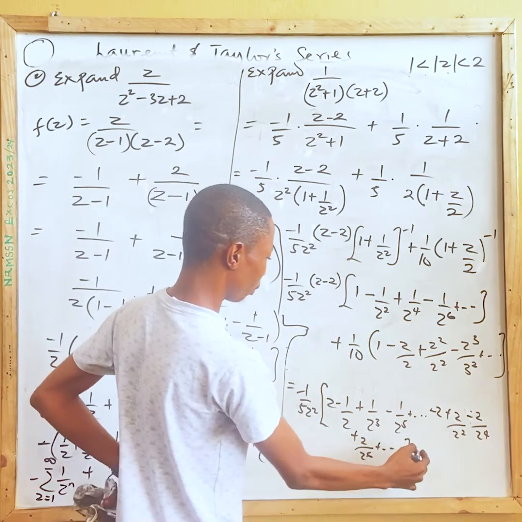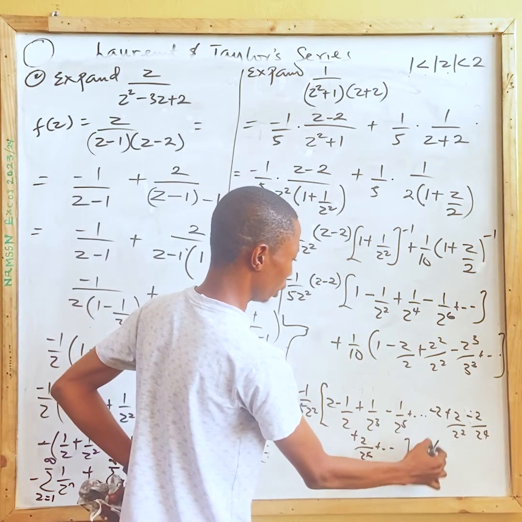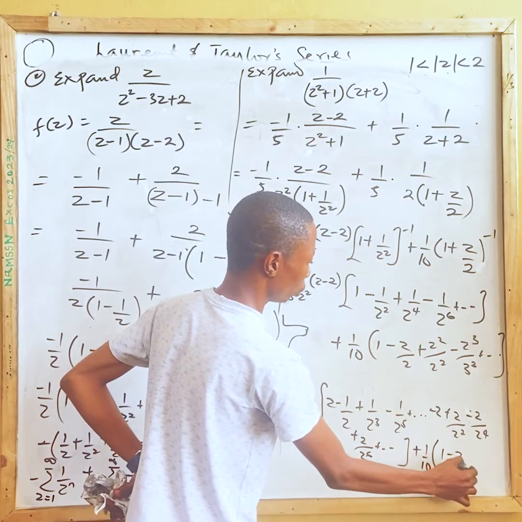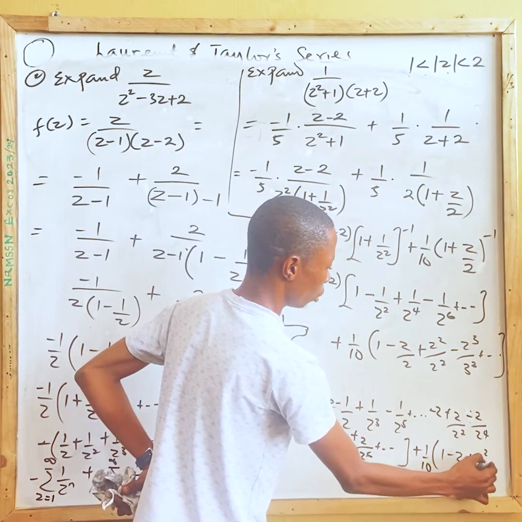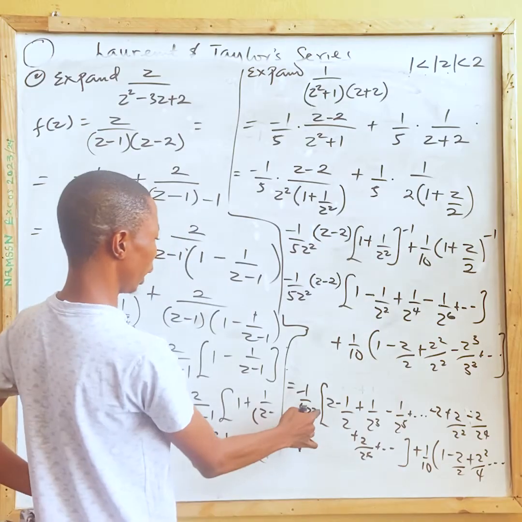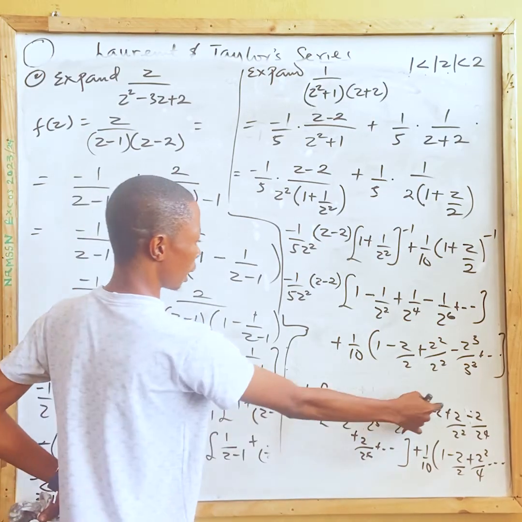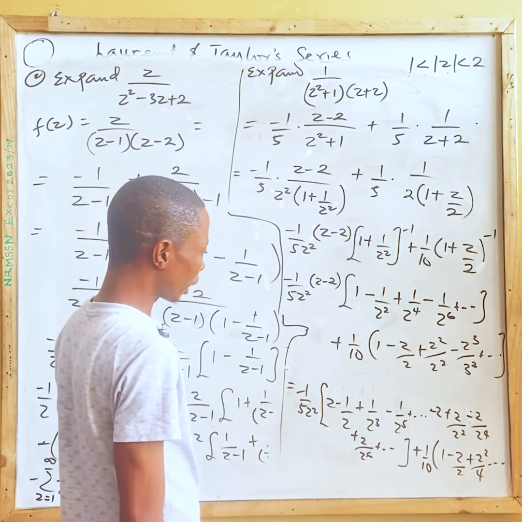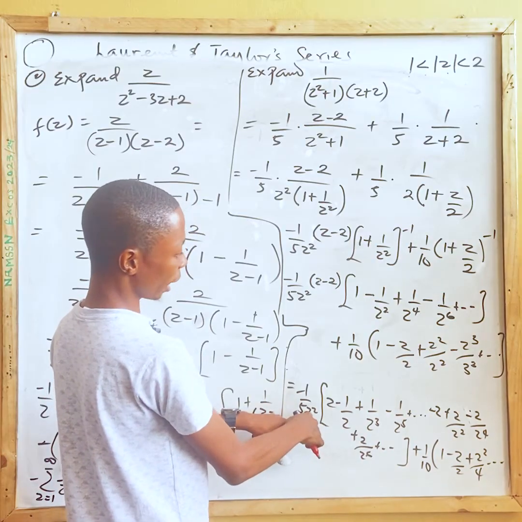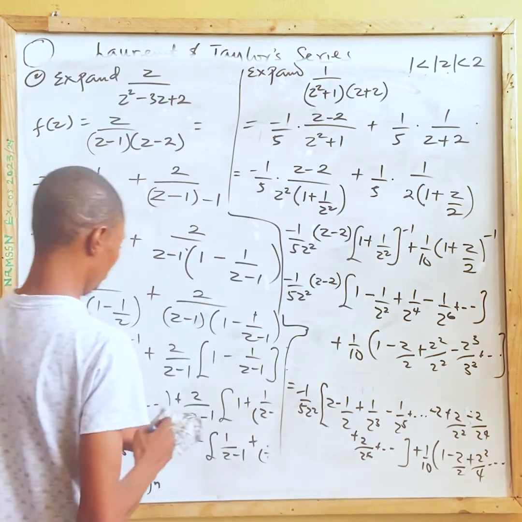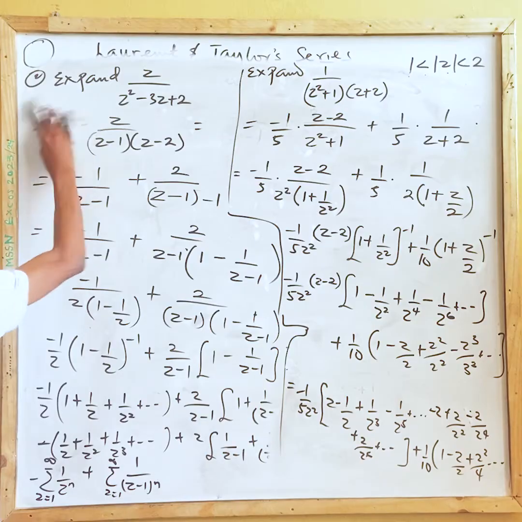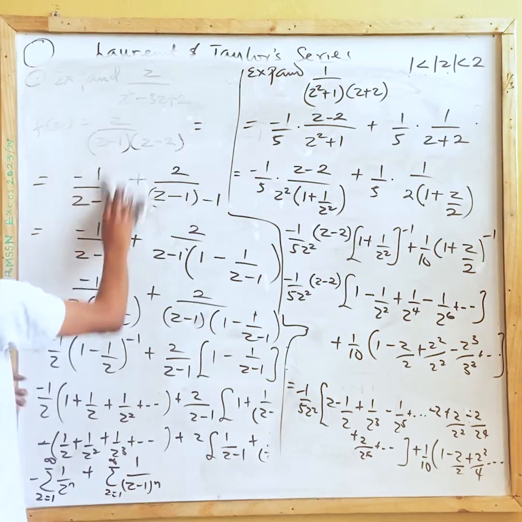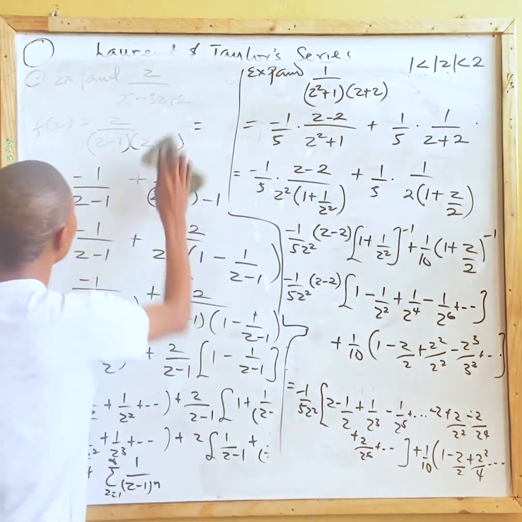So nothing here. This is plus 1 over 10 into 1 minus z over 2 plus z squared over 4, and on. Then collect like terms. Is there any like term? No like term. So open the bracket again with division by z squared.